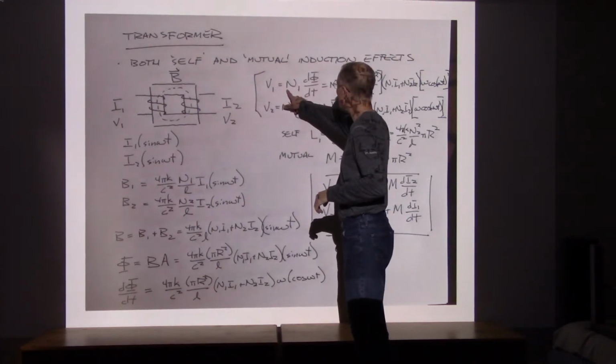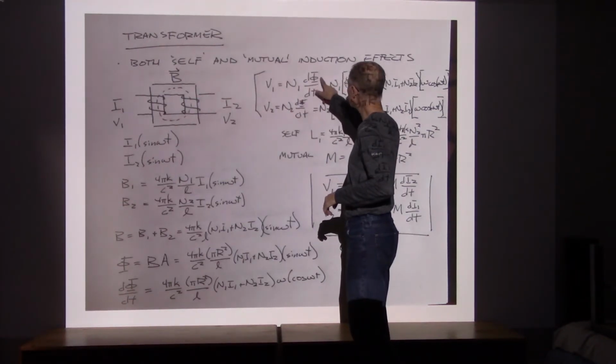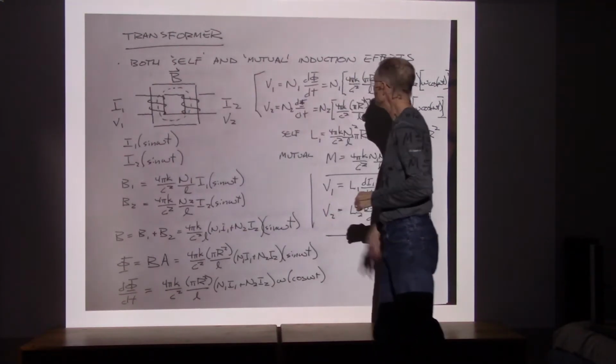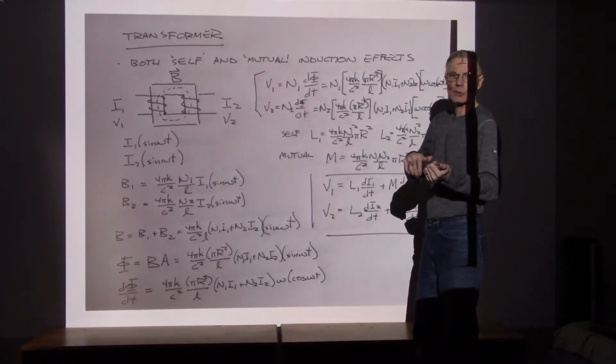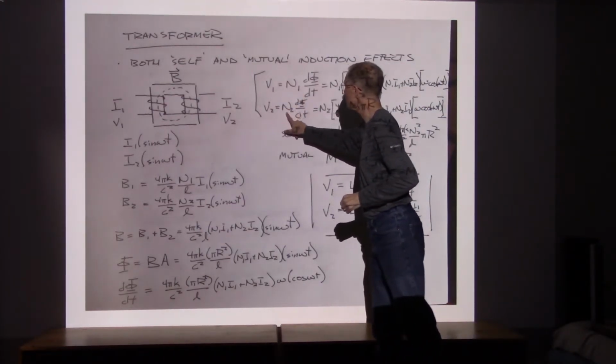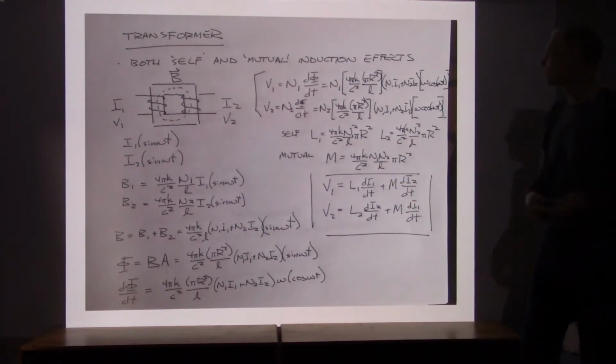And the reverse EMF is going to be equal to N1 times d phi dt. This will be N2 times d phi dt. So again, we saw this in the last chapter. The voltages are directly proportional to the number of loops on each side.